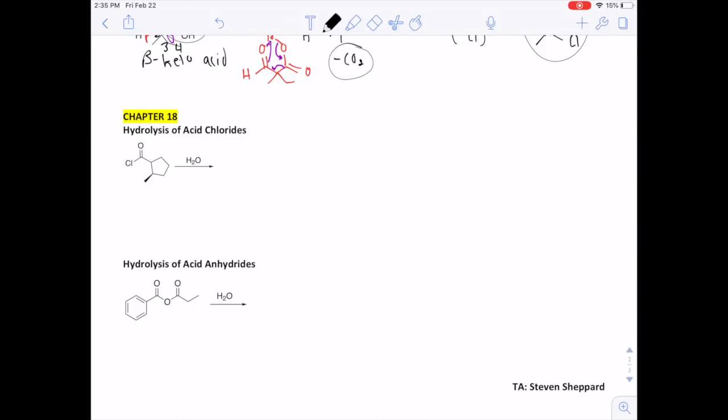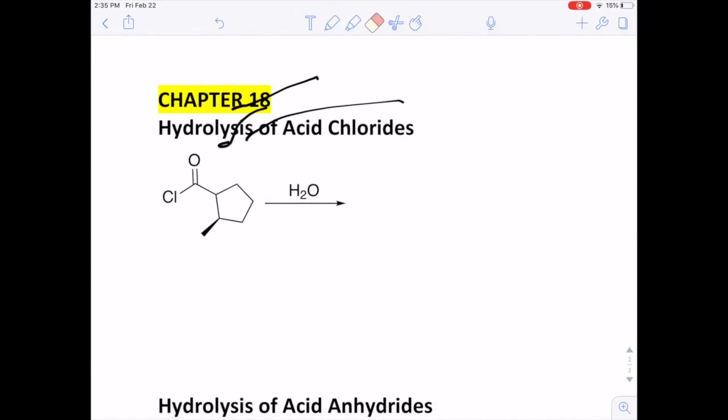So let's just do the first two reactions of chapter 18, and they are the carboxylic acid derivatives, and we're just going to talk about the hydrolysis of these two derivatives. So the first one is hydrolysis of acid chlorides. So over here, what's happening is that we can have this source of water molecule add in to form a carboxylic acid instead of the acid chloride.